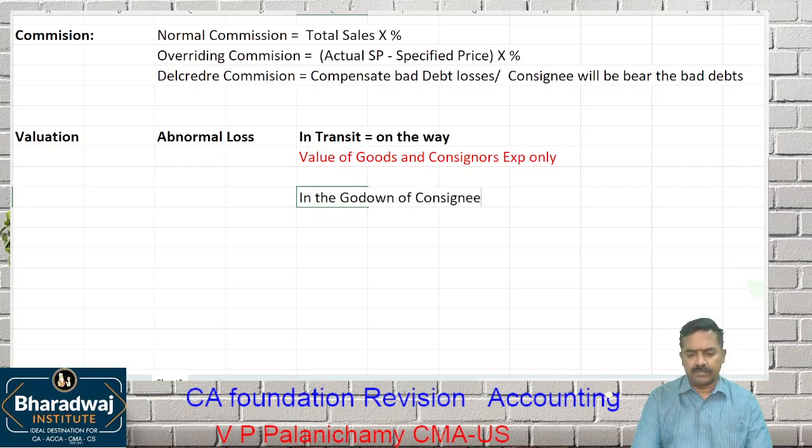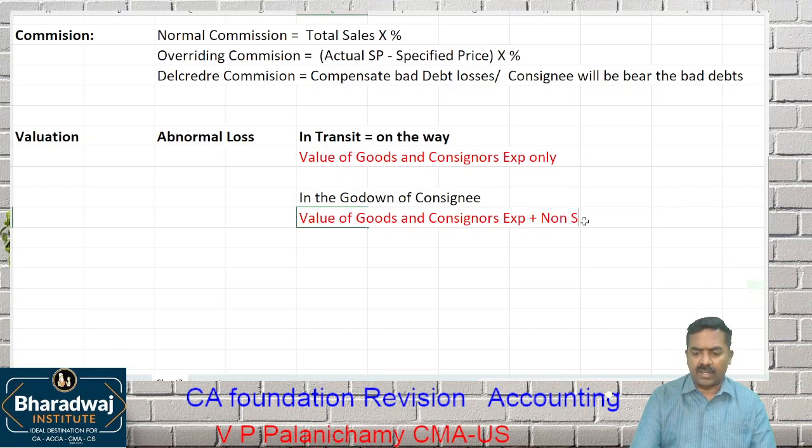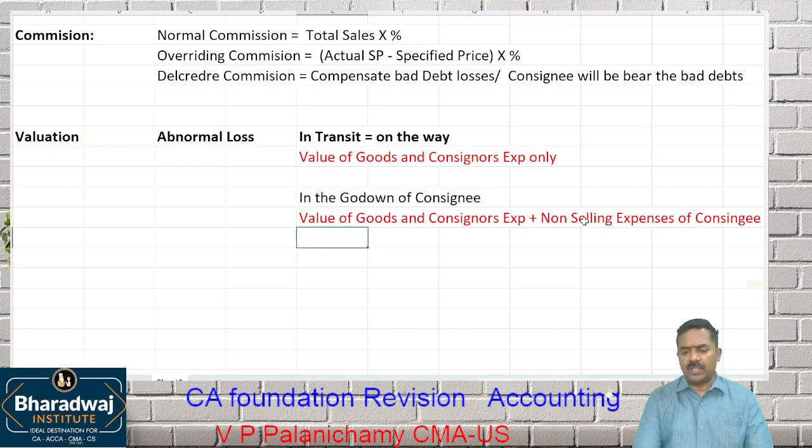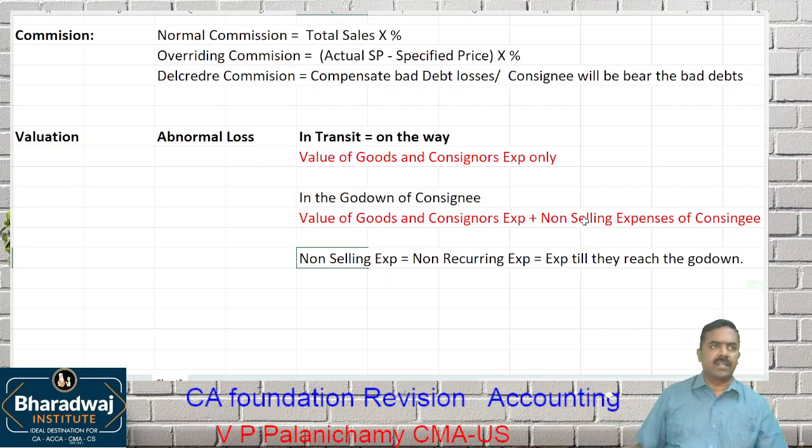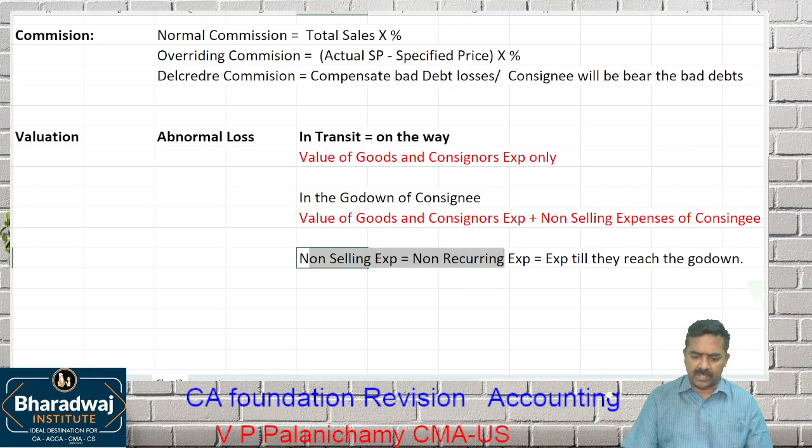Suppose it is happening in the godown of the consignee, value of the goods and consignor's expenses plus non-selling expenses of which one? Sir, what do you mean by non-selling expenses? Non-selling expenses, otherwise called non-recurring expenses. Simple, all expenses till they reach the godown. For example, unloading charges, assembling charges, repacking charges, inspection charges, whatever is spent till the goods are arranged in the godown, we call it non-selling expenses, that can be included.